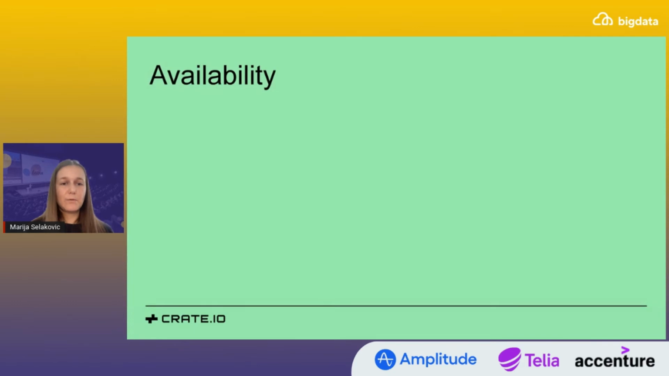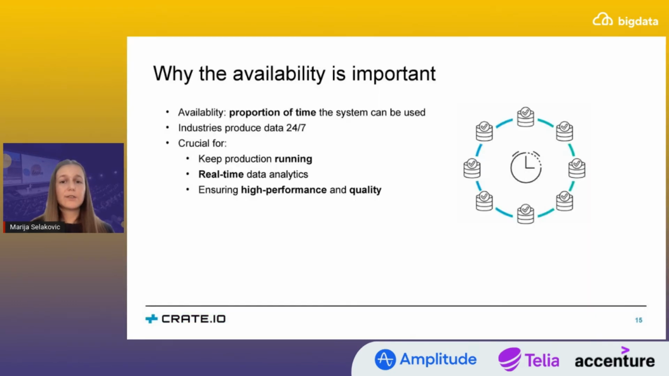So let's move to the availability topic. I don't really need to convince you that availability is important in the manufacturing process, because it needs to keep working 24/7, of course. Having a highly available system is super crucial, first of all, to keep production running, then to be able to do real-time data analysis, and also to ensure that your production process is running with high performance and superior quality.